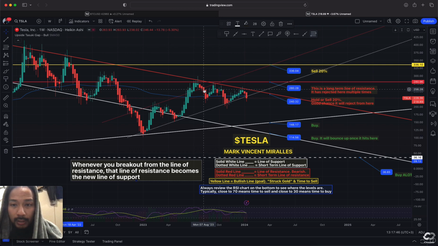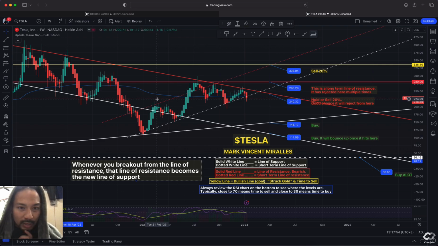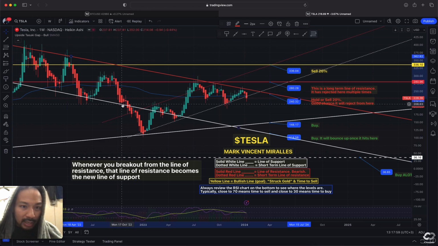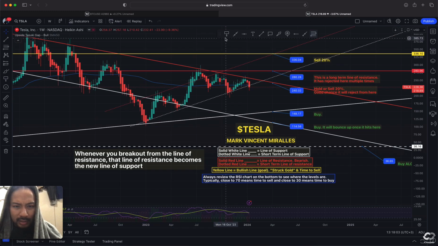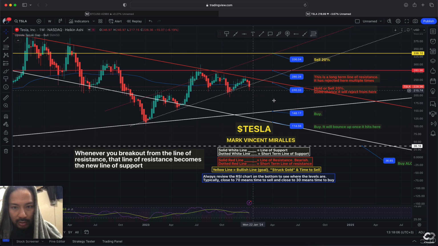All right, but I know there's a lot of lines here, so I'm going to start erasing some just so you guys can see the three channels that we have here. Okay, so one channel that we have is a long-term descending channel, which is this red line and this white line. And what are we at? Tesla? Is this Tesla? Yeah, Tesla. This is the descending channel for Tesla going down this way.